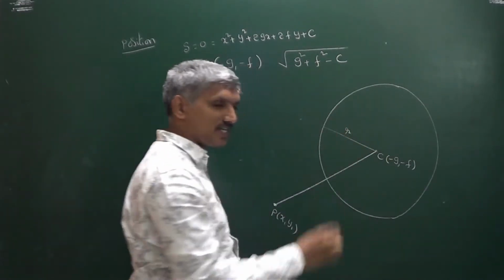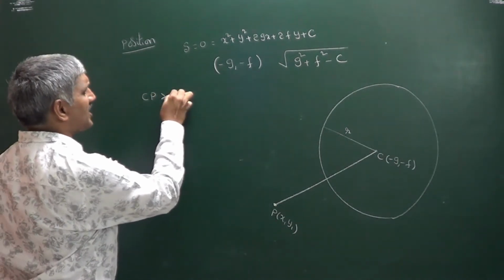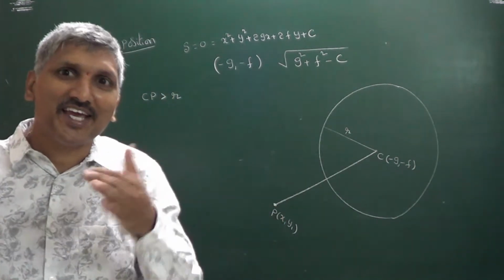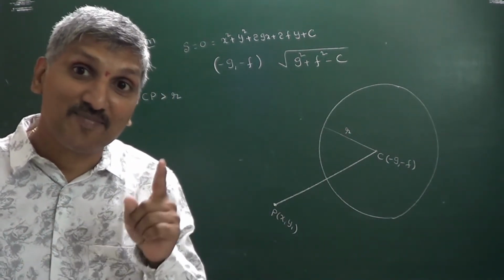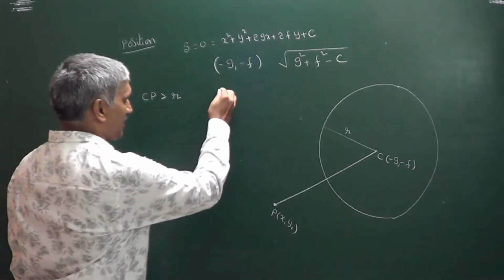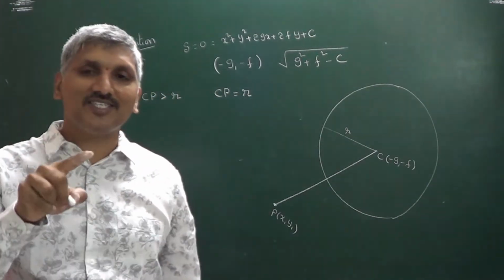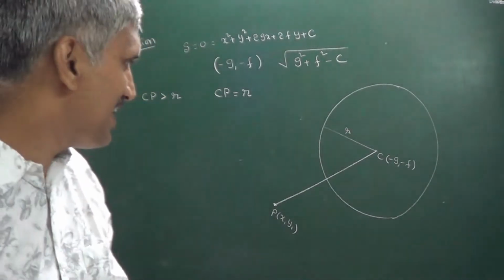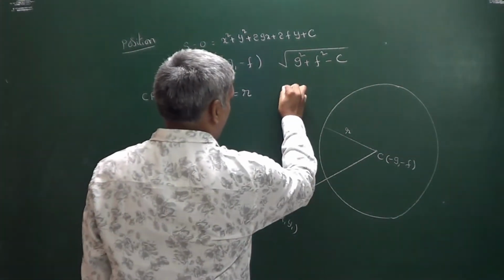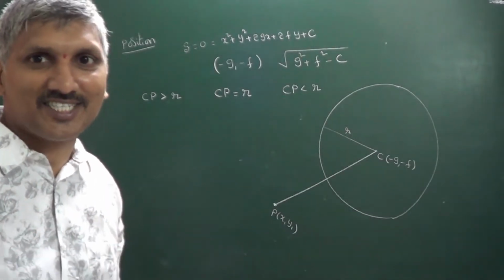Yes, radius of the circle. If CP is more than the radius, then what can we say? The point lies outside the circle. If CP is equal to R, then we say that the point lies on the circle. If CP is less than R, then the point lies inside the circle.